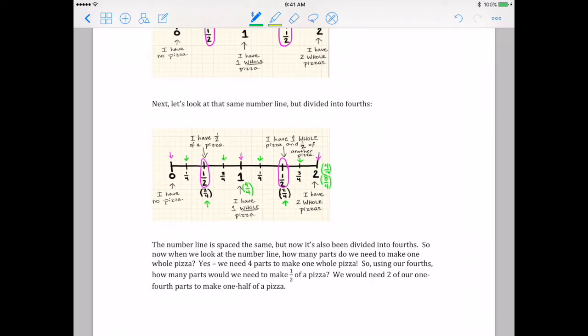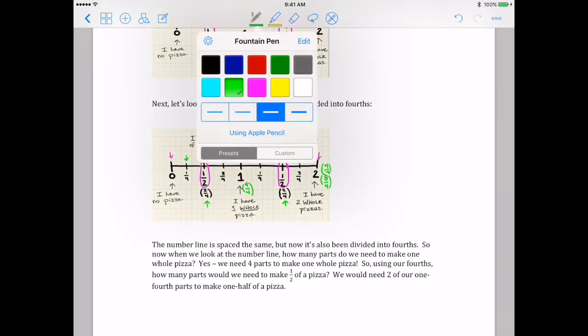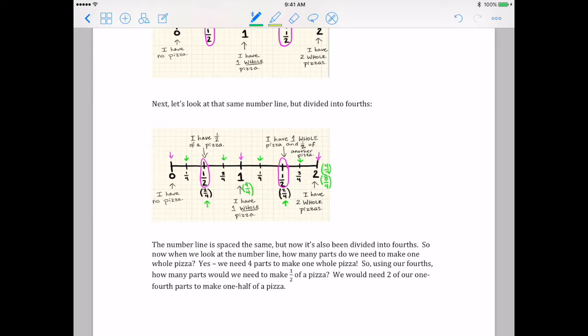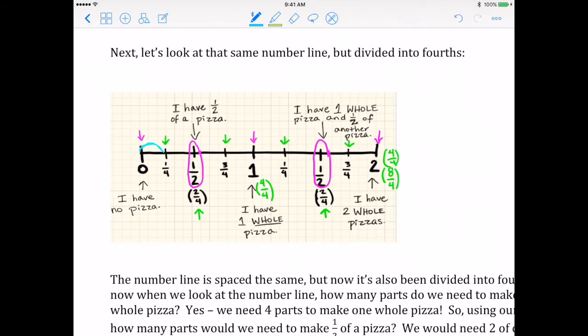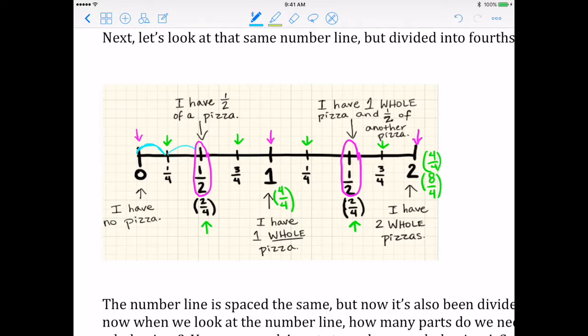So the number line is spaced the same, but now it's also been divided into fourths. So now when we look at the number line, how many parts do we need to make one whole pizza? So this time we would need, let's go back and get our pretty color, we would need 1, 2, 3, 4 parts to make one whole pizza.